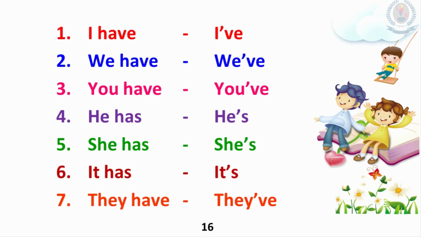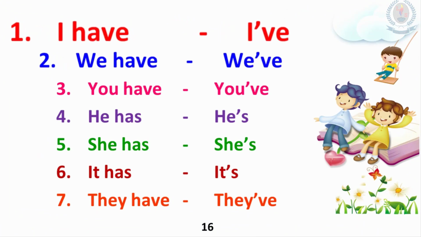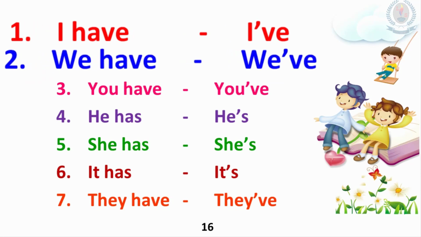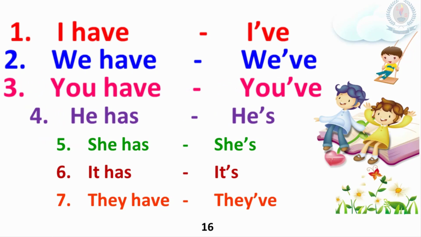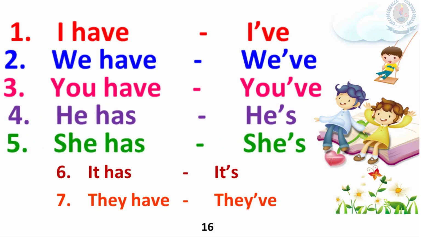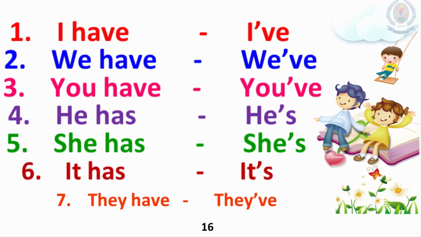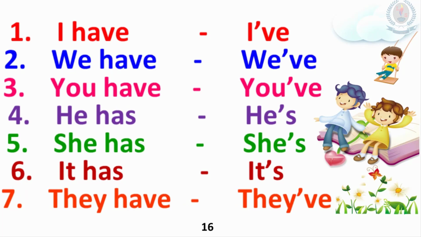Okay, let's read. I have, I've. We have, we've. You have, you've. He has, he's. She has, she's. It has, it's. And they have, they've.